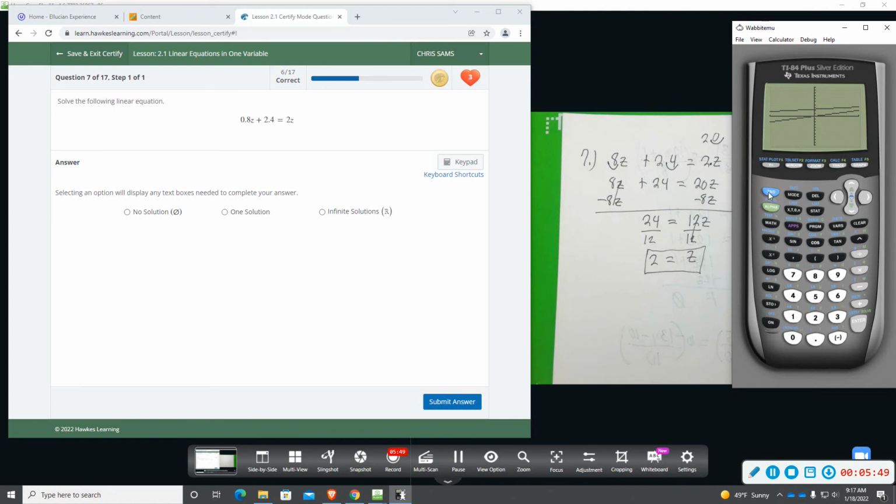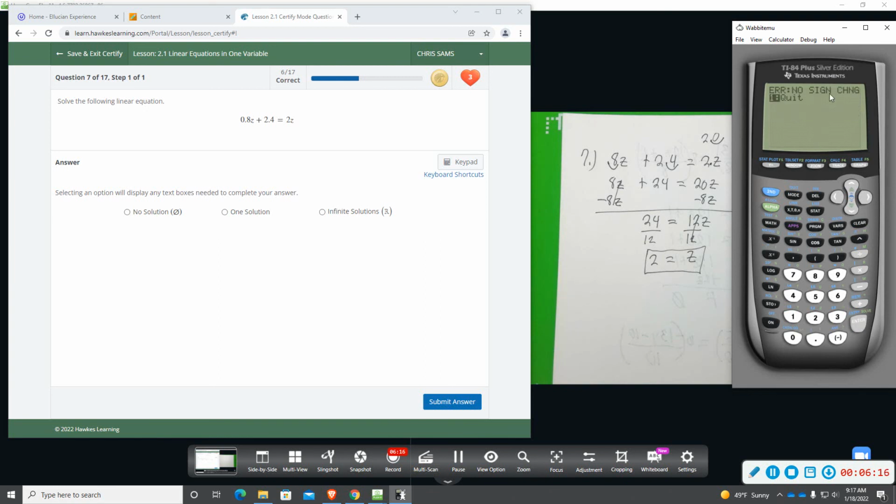So once you do this, the process to find the answer is you're going to go to second, and then you're going to hit the trace button, which means calculate, because when we hit blue, we get the blue function. We want to find the intersection, option number 5. So it's asking first curve, the first equation is showing you up there, just hit enter. It's asking second curve, second equation, just hit enter. And then it says, do you want to guess? Just hit enter a third time.